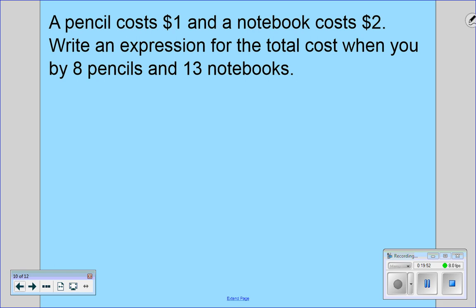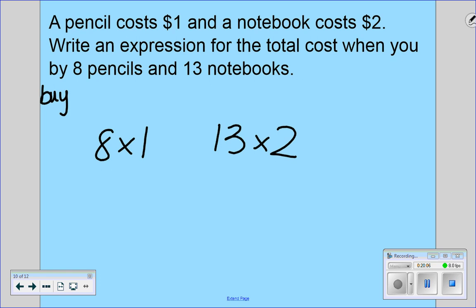Okay, this should be the word buy. What would the expression look like? I'm not asking for an answer. I'm just asking you to start. Yes? 8 times 1, and 13 times 2, and this would be a plus in the middle. And you know what you can do? A lot of times they'd have you put parentheses around them just to keep them together. But yes, very good. And then you could just solve this if they ask you to do that. Sometimes they don't even ask you to do that.